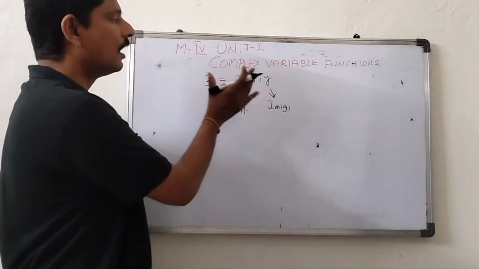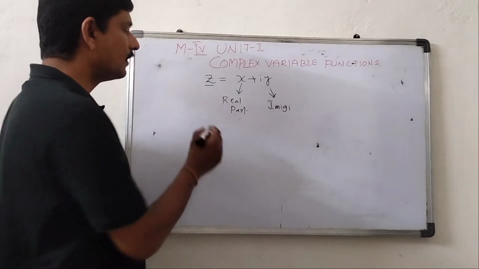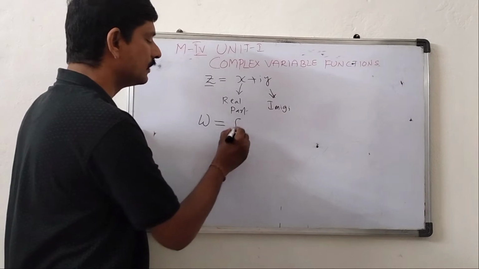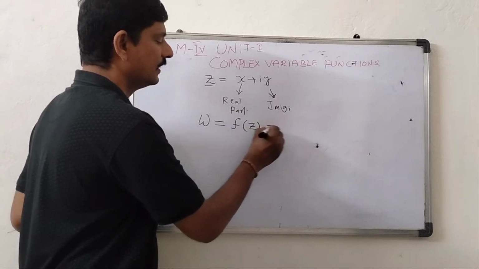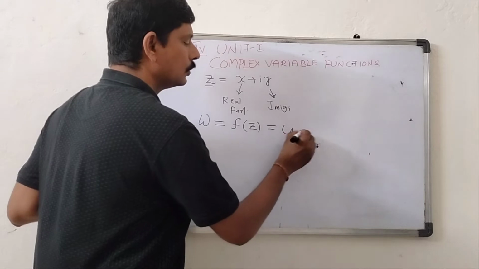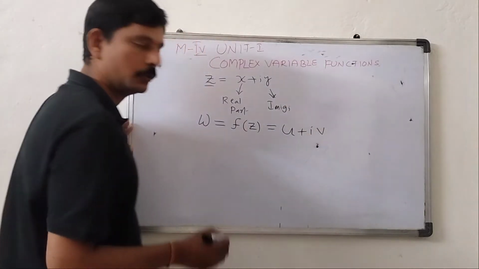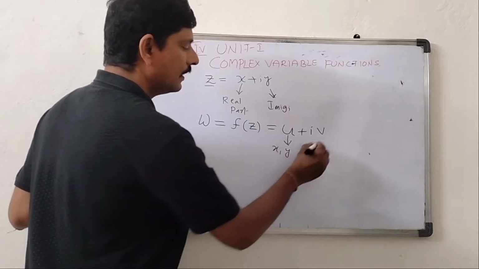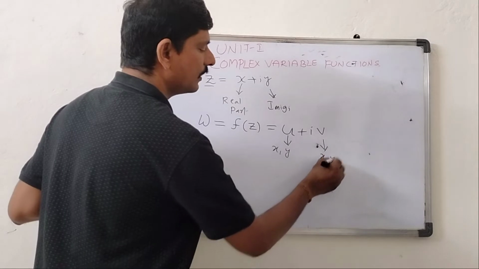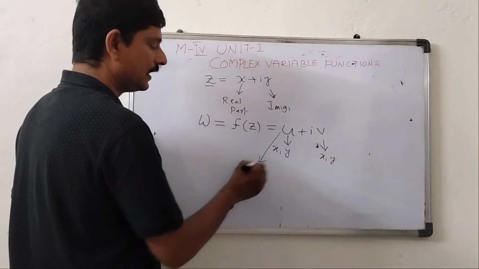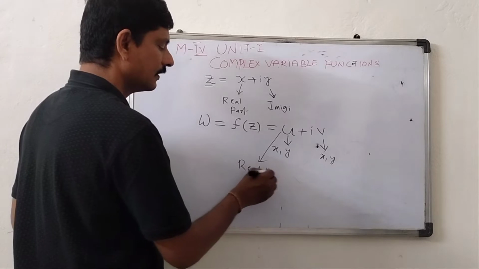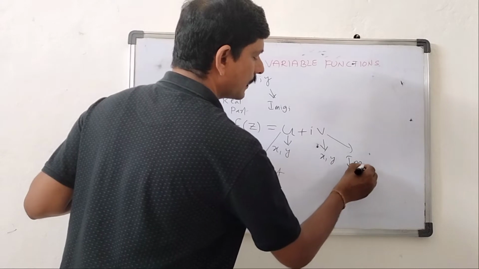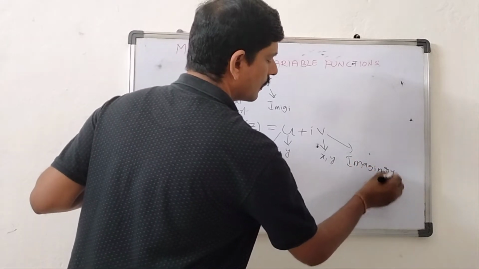Okay, so here, complex variable functions. In complex variable functions we take the function as w is equal to f of z. It can be expressed as u plus iv, where u is a function in terms of x and y, v is also a function in terms of x and y, and this u is the real part of the complex variable function, v is the imaginary part of the complex variable function.